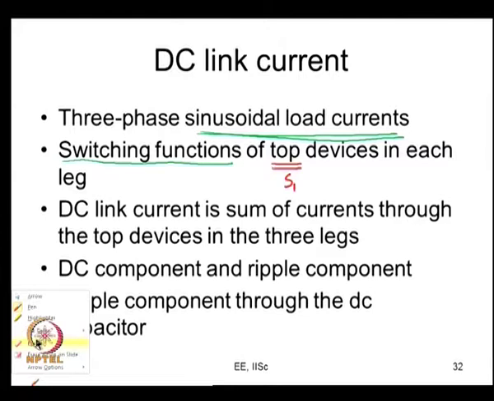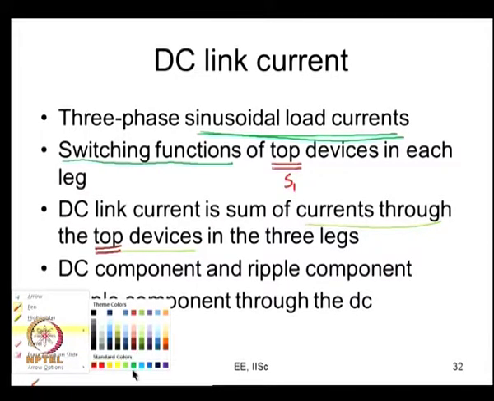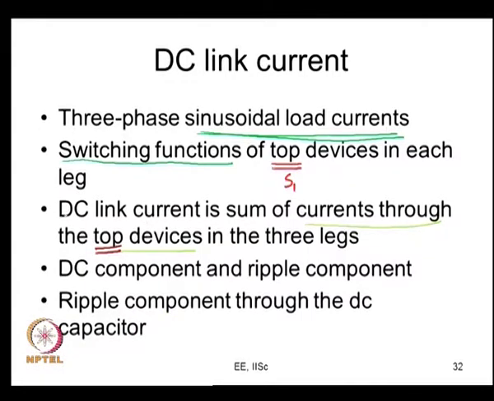Again, the next thing you do is find the currents through the top devices, as in the previous case. The only difference is that it is the top device. And if you add those 3, you would get your DC link current.